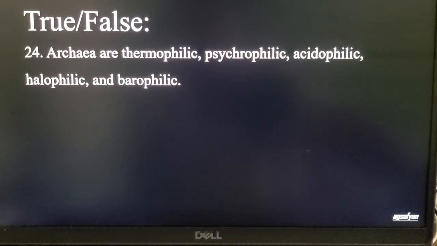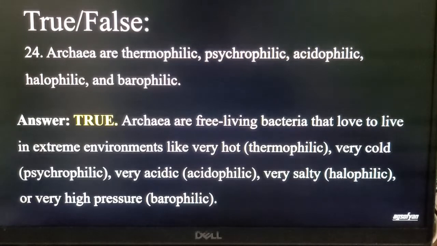Number 25. Archaea are thermophilic, psychrophilic, acidophilic, halophilic, and barophilic. True or false? Give your answer. Yes, the answer is true. Remember, Archaea is a type of bacteria that lives in extreme conditions. They love extreme conditions. What does thermophilic mean?